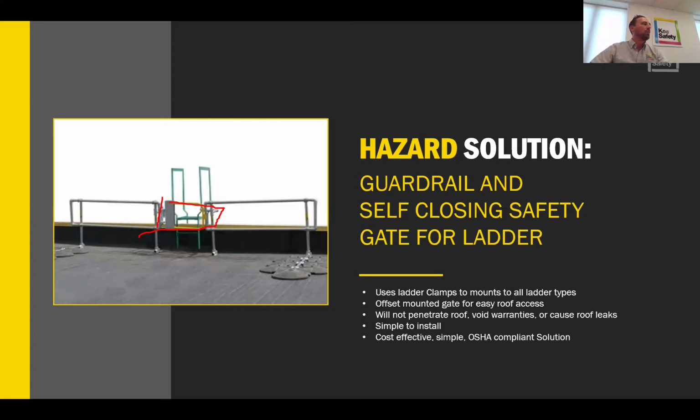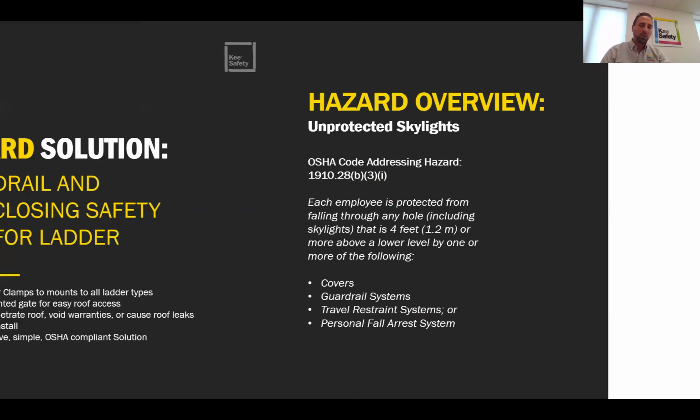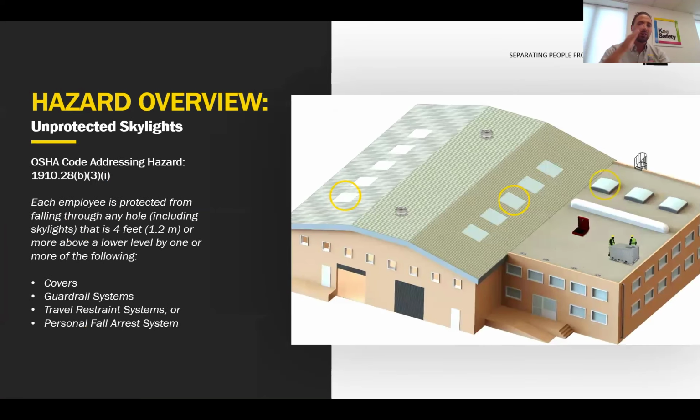All right, so we talked about access points. Let's move on to the next most frequent hazard. The next hazard is skylights. OSHA calls these holes in the roof. Statistically speaking, you're actually more likely to fall through a roof than off of a roof.